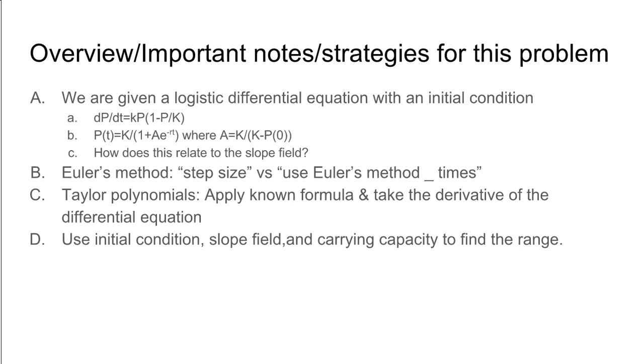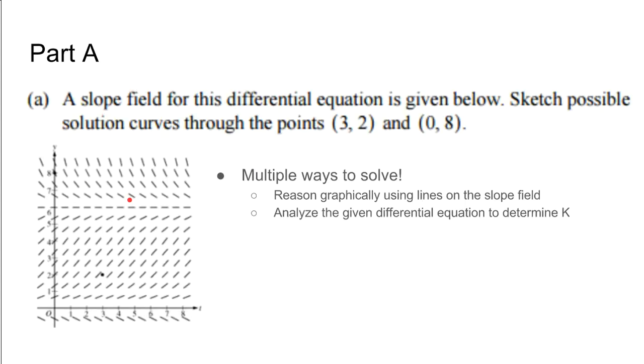Next, you'll need to apply your knowledge of the Taylor polynomial formula to write out the second degree and general term for f(x) using the initial condition and the differential equation. Lastly, you'll need to analyze the graphs that you created in part A through the point y(0) = 8 to find the range. All right, on to part A. I encourage you to pause this video and try it on your own.